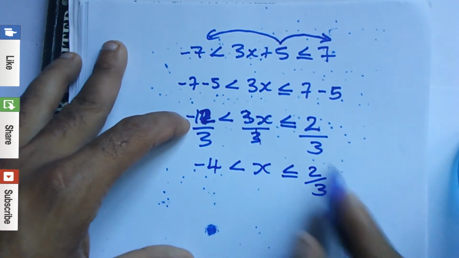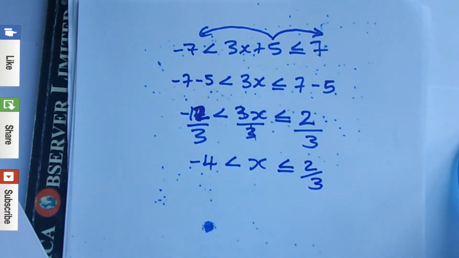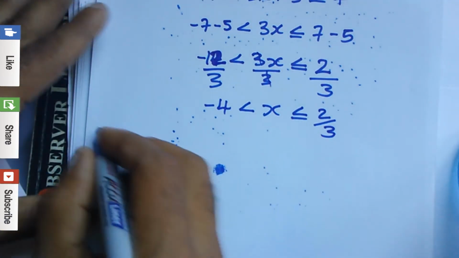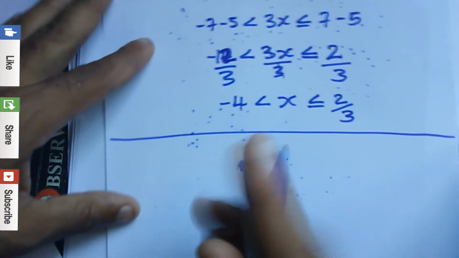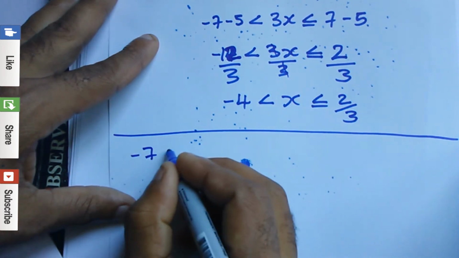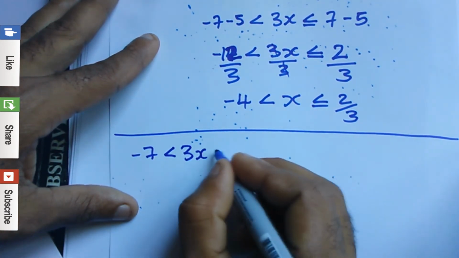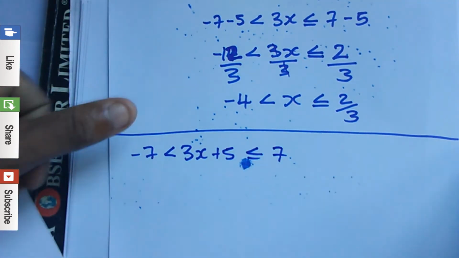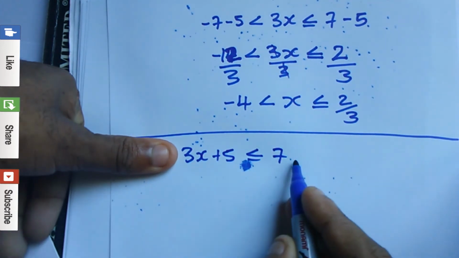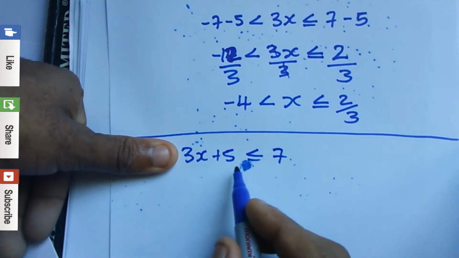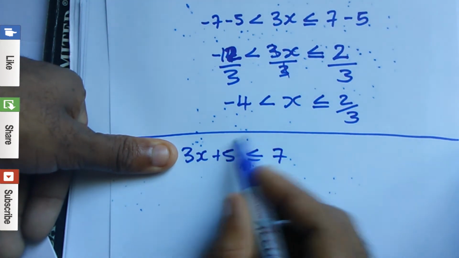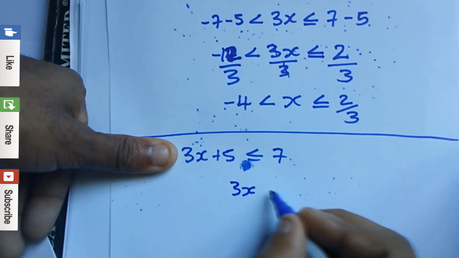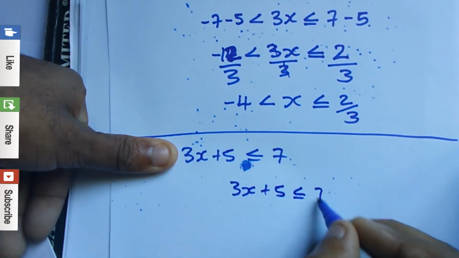Now, this would be our solution. But as I said before, I'm going to solve it 2 ways. So what I'm going to do next, I'm going to rewrite the question. And I'm going to have minus 7 less than 3x plus 5 less than or equal to 7. Now, as I said before, I'm going to solve this side first. This resembles the first question that I did, or the second one. So I'm going to bring the 5 over this side. So I'm going to have 3x plus 5 less than or equal to 7.